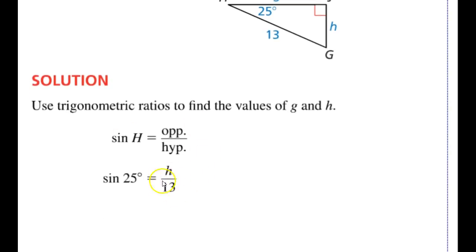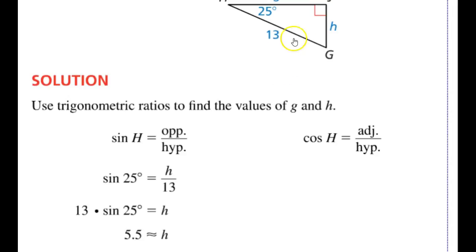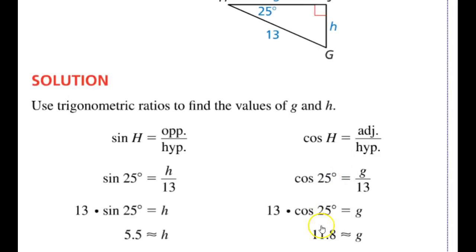So I know the opposite side was H, 13 is my hypotenuse, and I multiply both by 13, and I use my calculator to end up with 5.5 is H. So now I want to find the cosine of H. Right? I'm using still the same angle that I was given to find the adjacent side because I know cosine deals with the adjacent over the hypotenuse. So I plug in what I know and I simplify and I end up with the G is approximately 11.8.